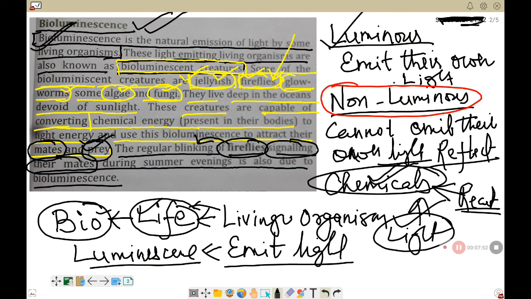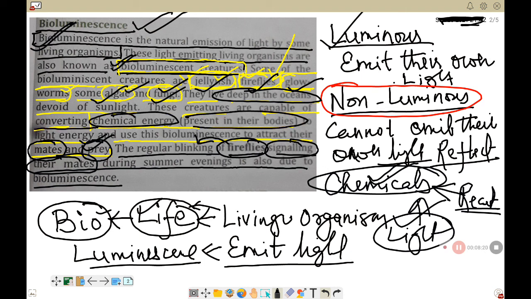In the second sentence we saw that organisms which can emit their own light are called bioluminescent creatures. We saw the examples: jellyfish, fireflies, glowworms, algae and fungi, which live deep under the ocean. Understand? And how are they able to produce this light? By the conversion of chemical energy present in their body. And why do they produce this light? To attract mates or attract prey. Understand? So these are the things that we can learn from this topic called bioluminescence.